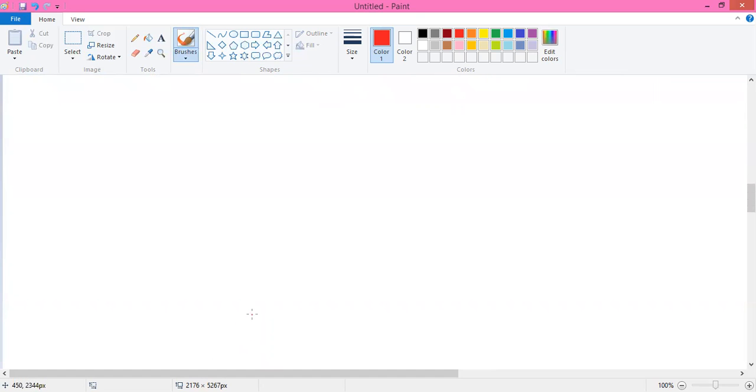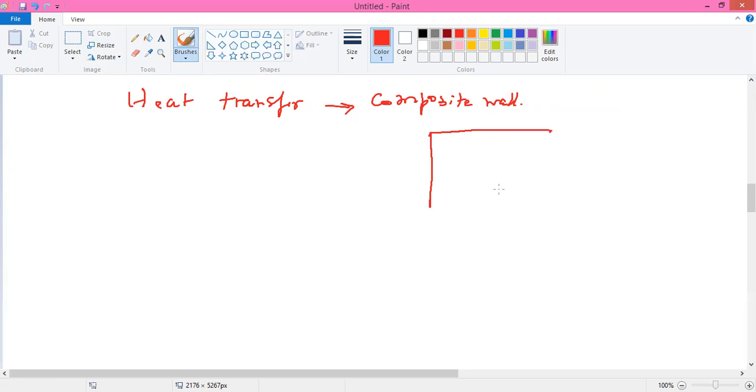Next we see heat transfer through a composite wall. What does composite wall mean? We already know the plane wall. A composite wall means two or more different elements combined together. That is a composite wall. This is the first element. First we split it.